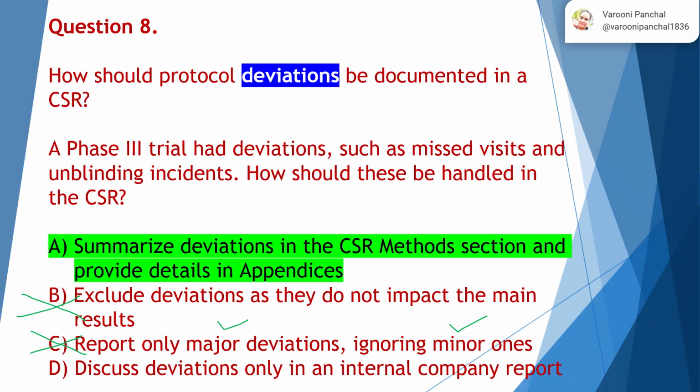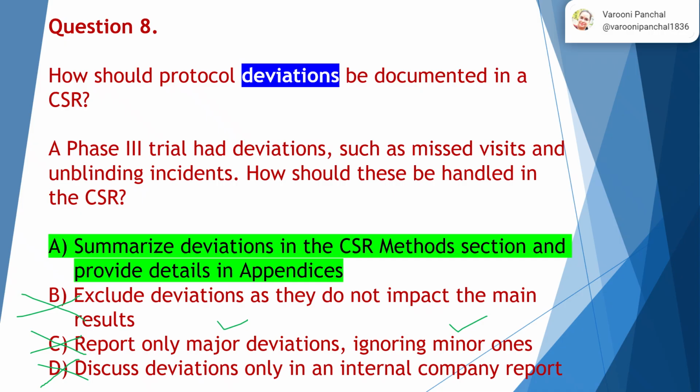Option D says discuss deviations only in the internal company report. No, there is nothing called an internal or external company report. Whenever you are working with clinical trial human patient data, one way or the other, it's going to get published, it's going to go to regulatory, to the US FDA authorities, it's going to go outside the company, right? So there is nothing internal.